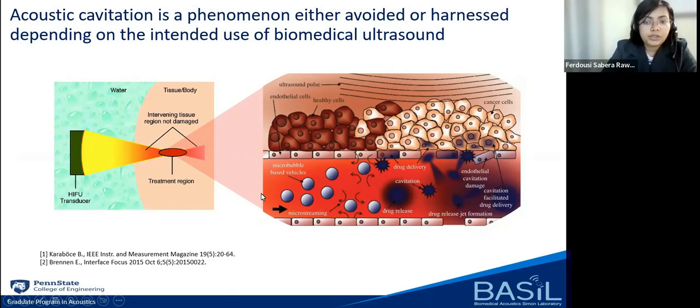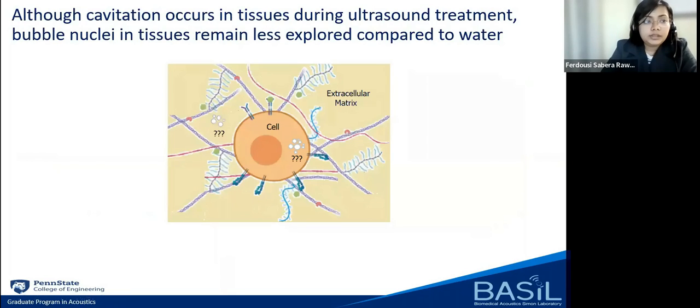cause unwanted tissue damage. Although there is always a likelihood of cavitation occurring during ultrasound application, bubble nuclei available for cavitation in biological tissues remain comparatively unexplored compared to water. Water being a simple medium, several models have been proposed and accepted which justify the pre-existence of bubble nuclei in water. However, having cellular and extracellular components of different size and physical and chemical properties makes such models much more complicated for biological tissues. Yet, understanding what affects bubble nuclei that can source cavitation in tissues is essential for clinical safety and efficacy of ultrasound.